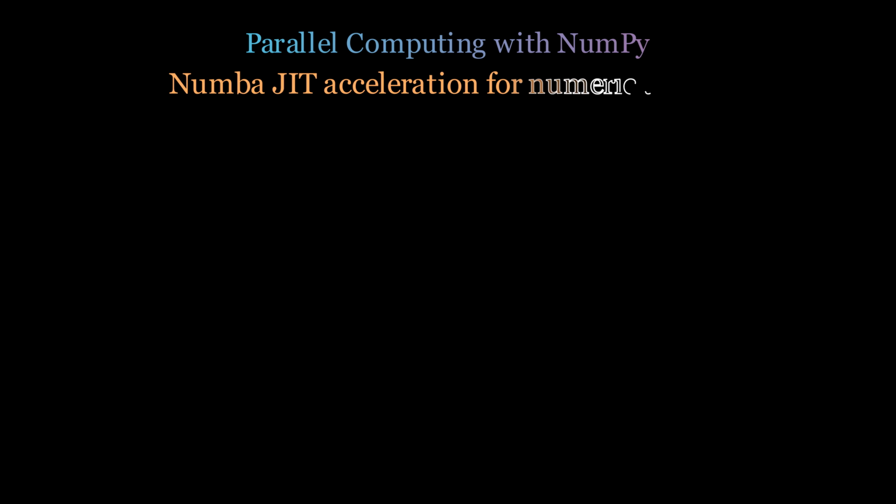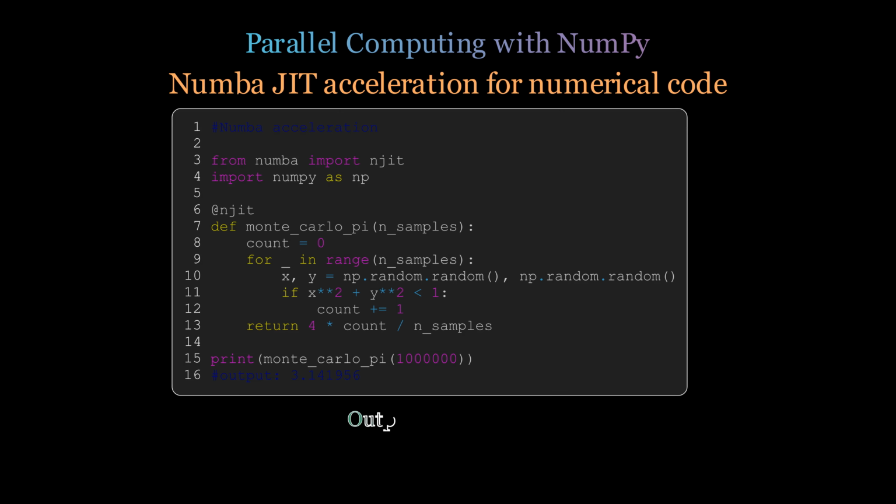Numba compiles Python to machine code using LLVM. Our Monte Carlo Pi estimation benefits from both compilation and automatic parallelization. The @njit decorator enables these optimizations. With 1 million samples, we get pi approximately equals 3.1419, demonstrating both accuracy and speed from just-in-time compilation.